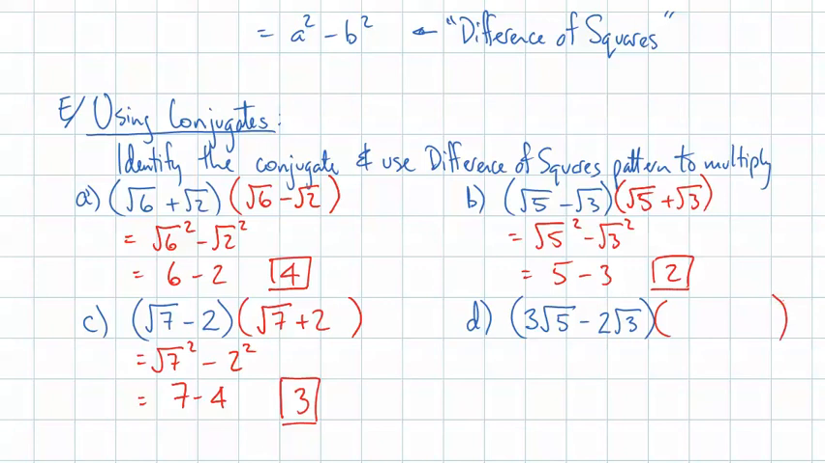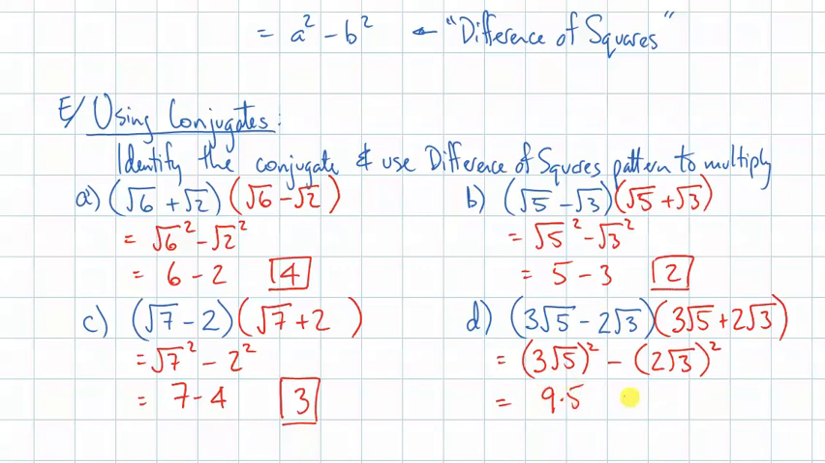Write your conjugate. 3 root 5 plus 2 root 3. The expansion is 3 root 5 brackets squared, all of it gets squared, minus 2 root 3 brackets squared. This makes 9 times 5 minus 4 times 3. Don't forget you square the number outside and the number inside. That's 45 minus 12. It's going to make the number 33. In every case, the numbers I've boxed are rational.